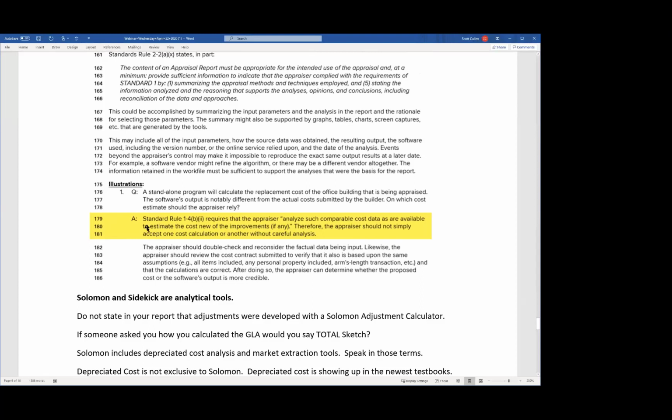Anyway, illustrations here. This is another big one. Standard Rule 1-4B-II requires that the appraiser analyze such comparable cost data, and that's what we're basing stuff on, right, is cost, as are available to estimate the cost of improvements. Therefore, the appraiser should not simply accept one cost calculation or another without careful analysis. And that's why we have a tool built in to Soliman in our Soliman Cost New program. And I'll show you that at the end here if we have time.